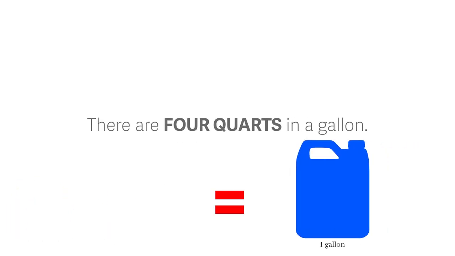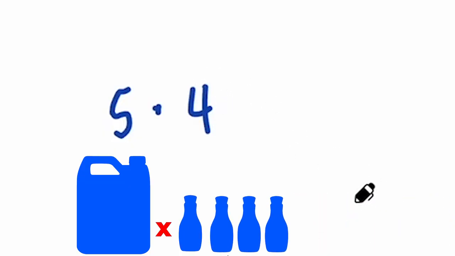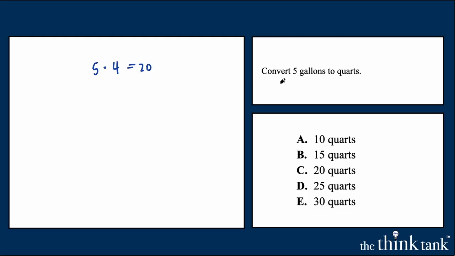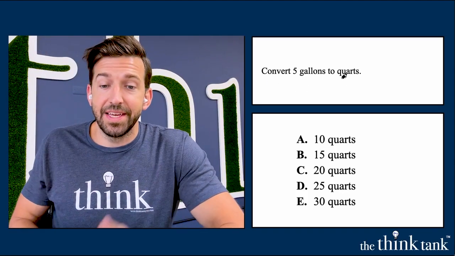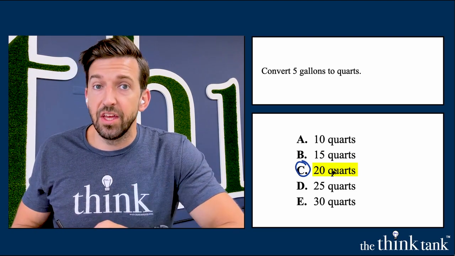So how many quarts is 5 gallons? Well, it's 5 gallons times 4 quarts for every one of those gallons. And there we go, we're done. 5 times 4 is 20. So if I've got 5 gallons, and I know there's 4 quarts, as in quarters, per gallon, 5 times 4 is 20. We got 20 quarts, our answer is C. And if you got it, good thinking.